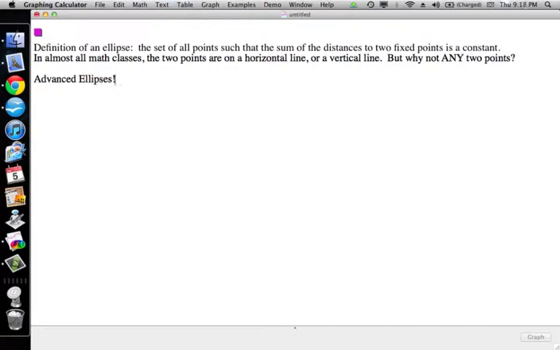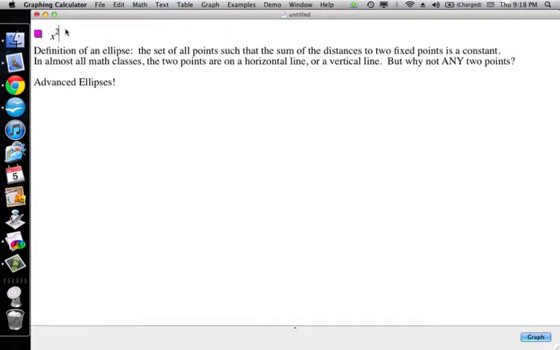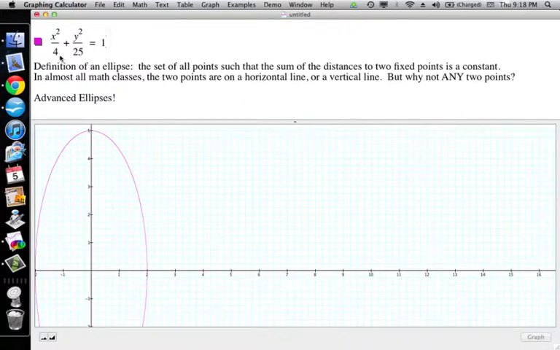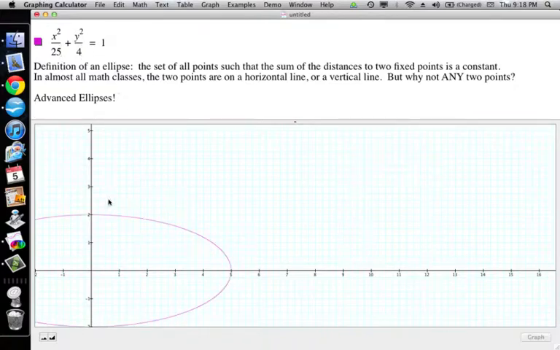So hang on. Okay, so let's start with this idea of, let's go pretty simple, x squared divided by 4 plus y squared divided by 25 equals 1. So that has a center. Let's change it around. That's going to fit better on the screen.